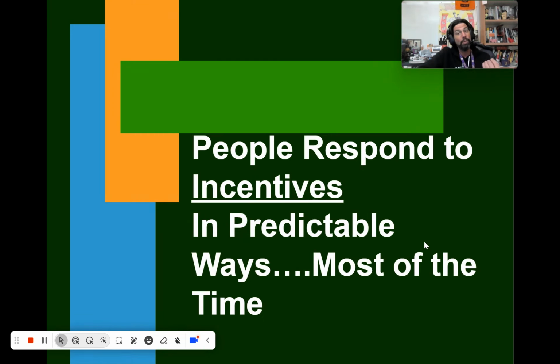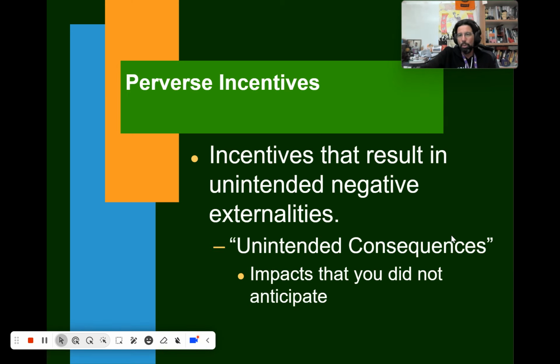But while sometimes they act predictably, sometimes things don't go as expected, and you get what are called perverse incentives. These are incentives that result in something you did not foresee, an unintended negative externality. The term for an unintended negative externality is an unintended consequence. I create this incentive, it became perverted, and out of it came a negative externality I didn't predict, and that was an unintended consequence.